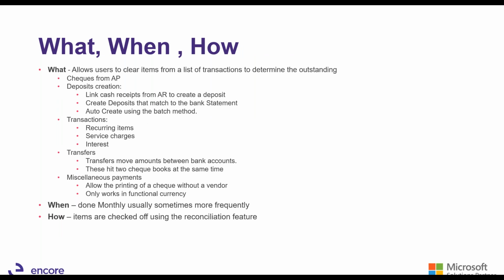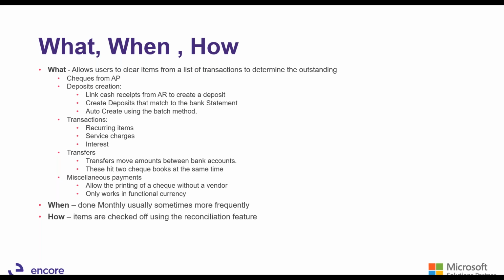What, when, and how? Okay, these are the big ones. Okay, what? Well, what it does is it allows us to clear transactions off of a list so that we end up with an outstanding list at the end of the month. At the end of the month, we say, well, these 35 checks did not clear the bank. These checks did clear the bank. We check off the ones that cleared the bank. So we've got a list from there. It allows us to create deposits so that we can match them to the bank statement, and then we can auto create using the batch method, as I mentioned earlier.